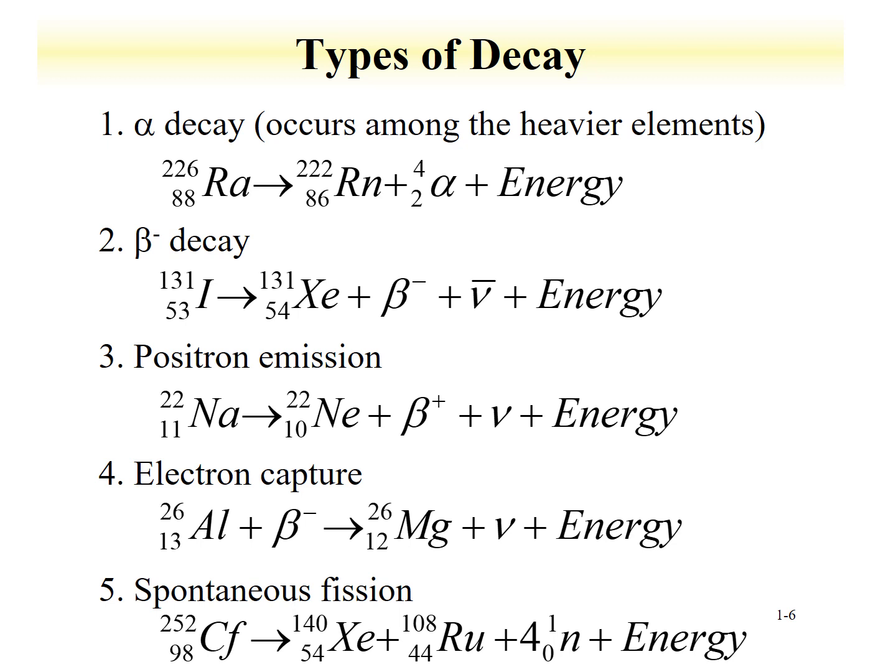Electron capture is where the nucleus captures a K or L shell electron, an atomic electron. In this case, a proton is converted into a neutron. And then spontaneous fission occurs in some of the heavier actinides, where you will have the isotope splitting. An example here is an asymmetric split: californium going to xenon and ruthenium.